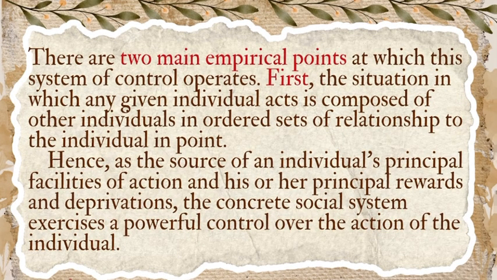There are two main ways this system of control operates. First, through the social environment. Every individual interacts with others like classmates, teachers, or parents who influence their action. For example, the school system rewards good performance and punishes misbehavior, so we learn to follow the rules. Our personality, in turn, is shaped by this social interaction.